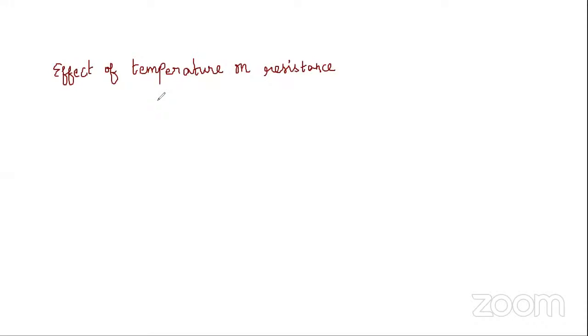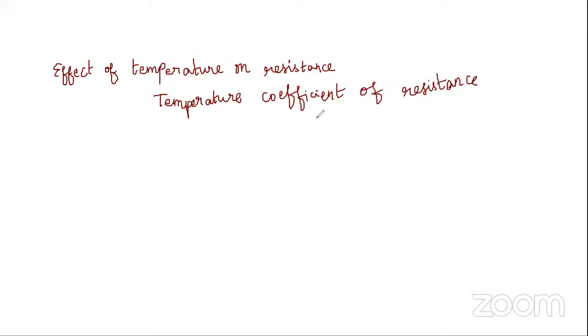Okay, that concept is very, very important. For that, we need a parameter called temperature coefficient of resistance. So this parameter is very important while discussing the temperature dependence of resistance. So temperature coefficient of resistance. This temperature coefficient of resistance is represented by the letter alpha. Okay. So what is meant by the temperature coefficient of resistance?